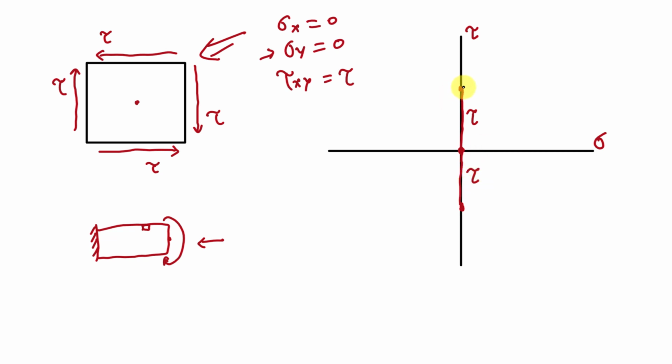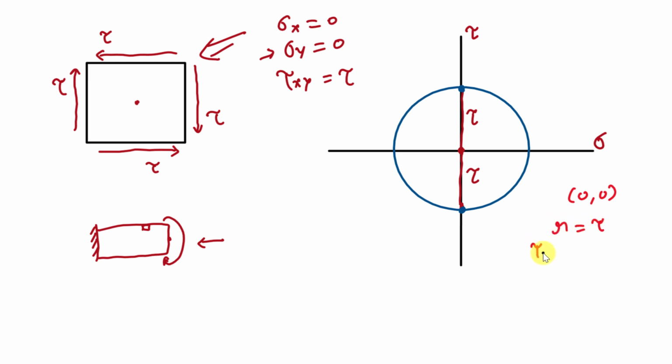So now we have 2 points. This is one point and this is the second point. And this line segment between these 2 points is going to be the diameter of the Mohr circle. So now we can draw the Mohr circle from these 2 points. It will be something like this. And now here you can see that the center of this Mohr circle is 0, 0. Here the radius of this Mohr circle is tau. Radius is equal to tau, means we can say that tau maximum is equal to tau.